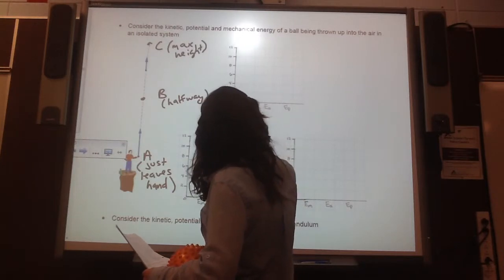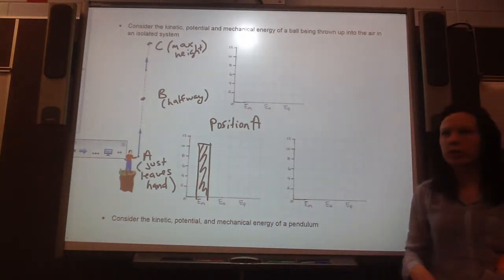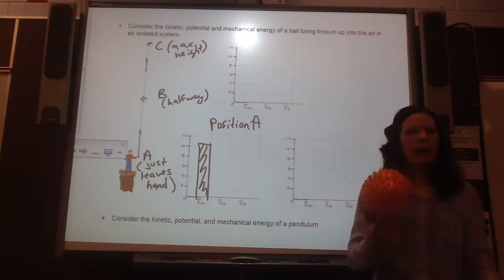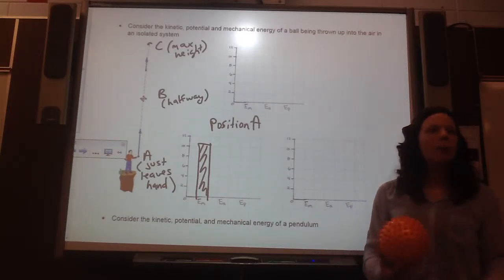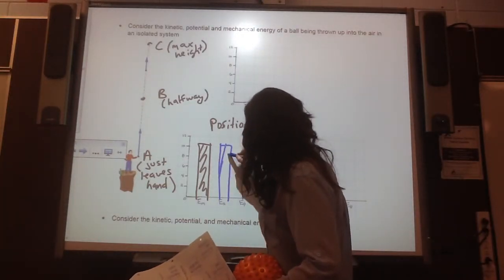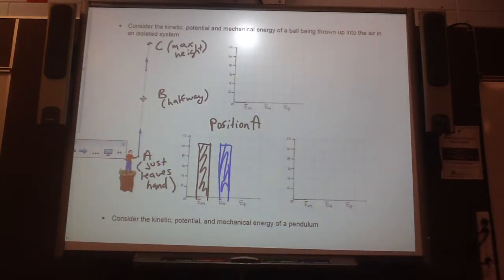So let's say all of EM goes up to 10. Let's just say that for this question it goes up to 10 joules. So what should my EK be for just leaving my hand? Probably just 10, right? And I won't have any EP because it's just leaving my hand, and my reference point is my hand as 0. It does have a gravitational potential energy with reference to the ground, but with reference to my hand, it's just 0.